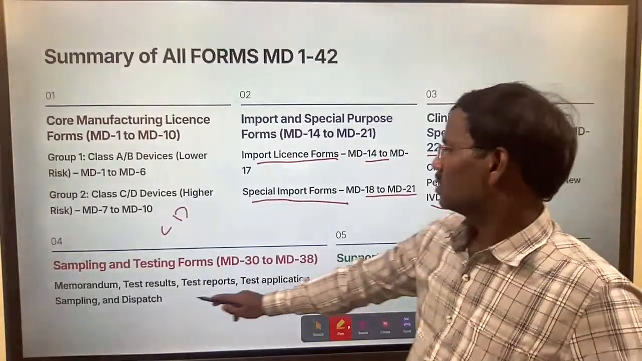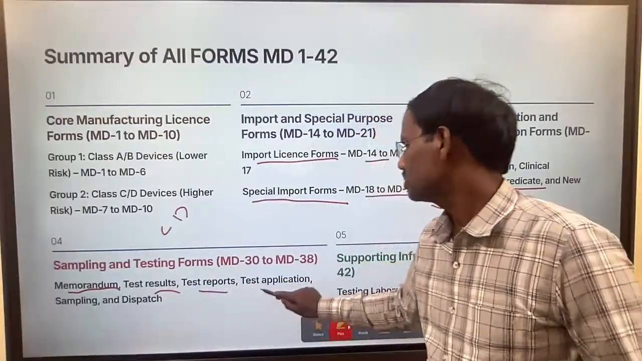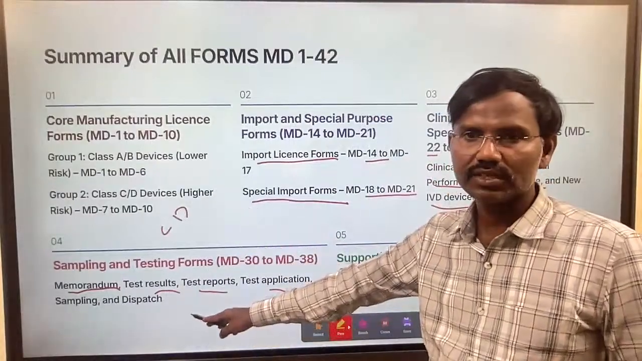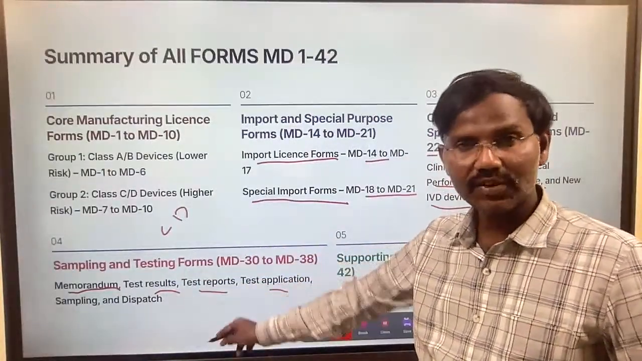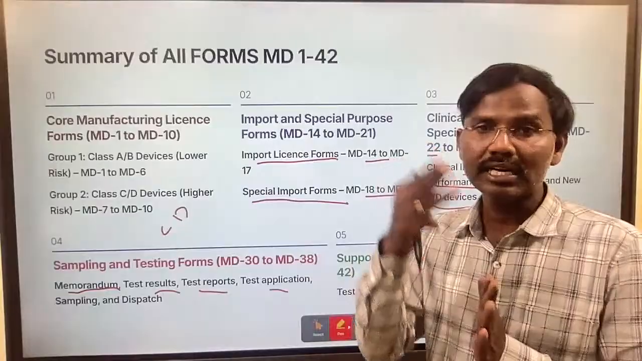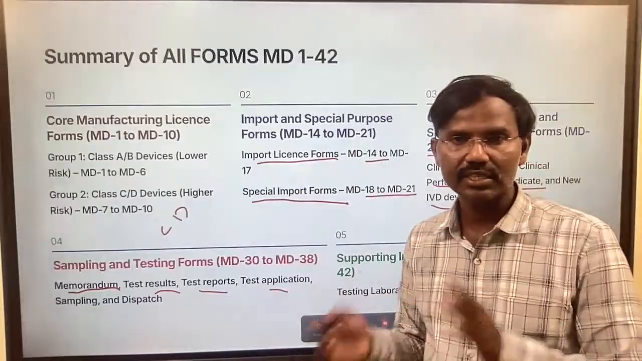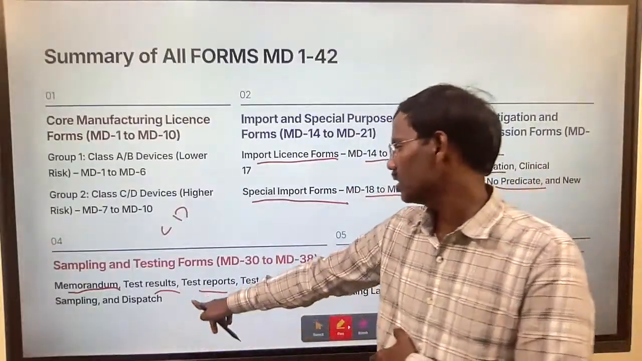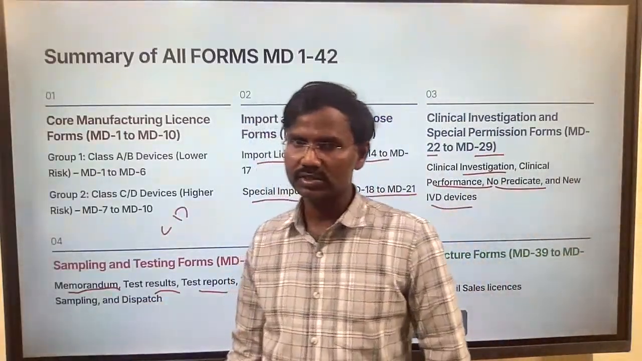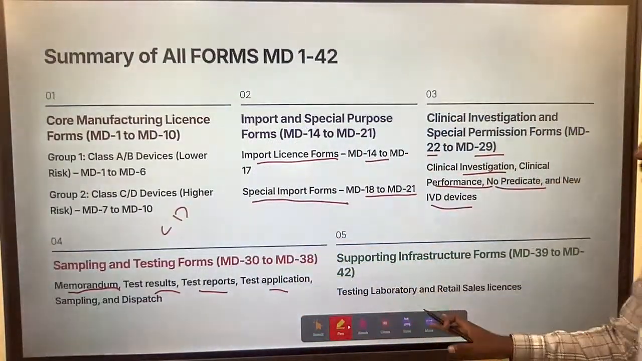Then the third category, sampling and testing. In this, there are sample memorandum, test results, test reports, and test application. Sample memorandum is 30, and sample test results from the medical device testing officer come in 31. The testing officer will give results, and that should contain reports also, whatever methods he used. That report should be submitted in triplicate copies, which is form number 32, and they can apply for a test through form number 33. So 30, 31, 32, 33 are the forms up to here. And then sampling and dispatch, 38 talks about dispatch. Anyway, we'll talk about that later, but this is the overall view of the forms.